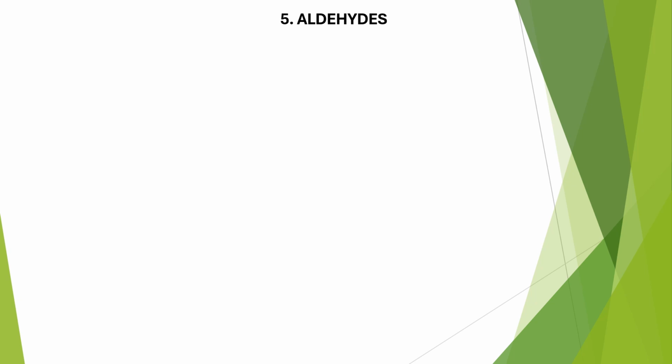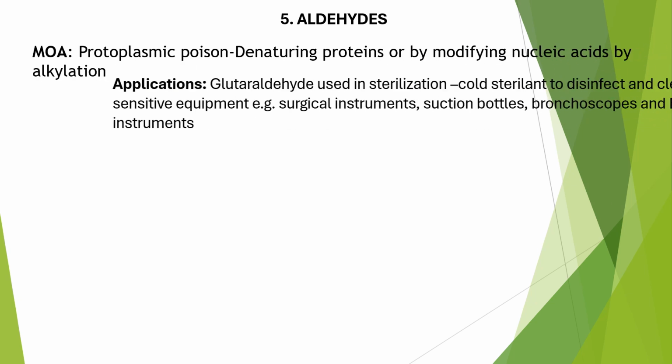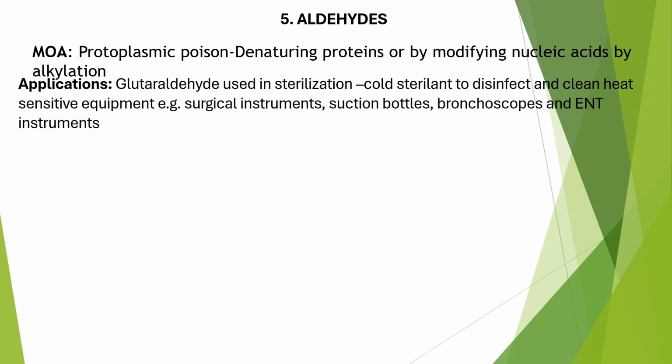So the next class, we have the aldehydes, and the examples here are glutaraldehyde and formaldehyde. They are protoplasmic poisons. They cause denaturation of proteins, and they modify nucleic acids by alkylation. Glutaraldehyde is the one that is commonly used in sterilization. It is a chemical sterilant.